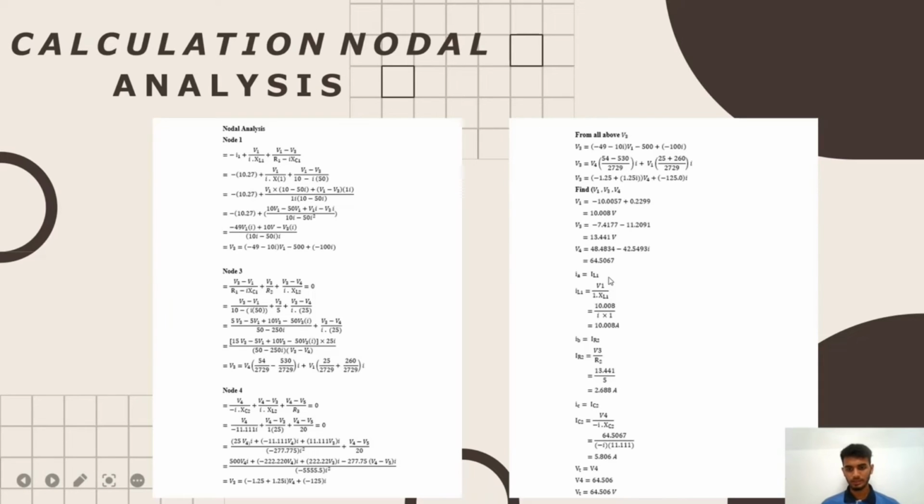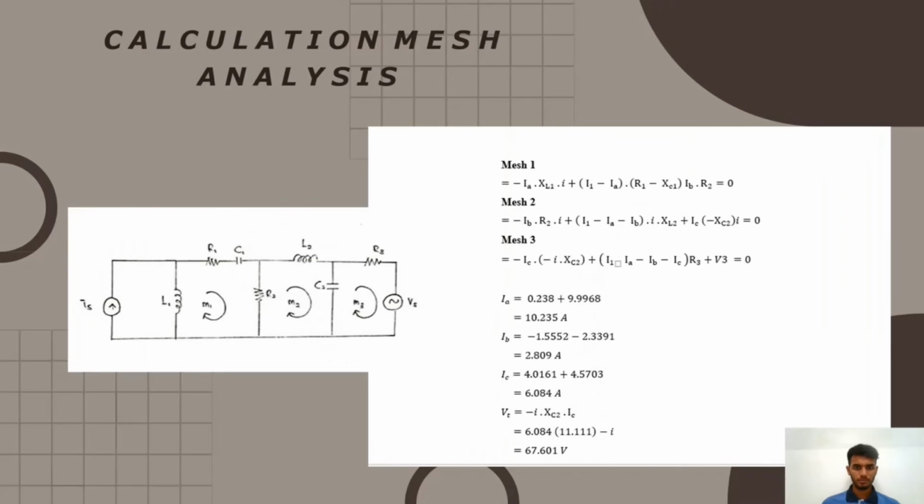After that we can find the current value using V equals IR, and then we use mesh analysis to find IA, IB, IC, and VT value. So this will be loop 1, mesh 1, and this will be mesh 2, and this will be mesh 3. So we can construct equations to find the output values. This manual calculation answer is the same as the simulation.